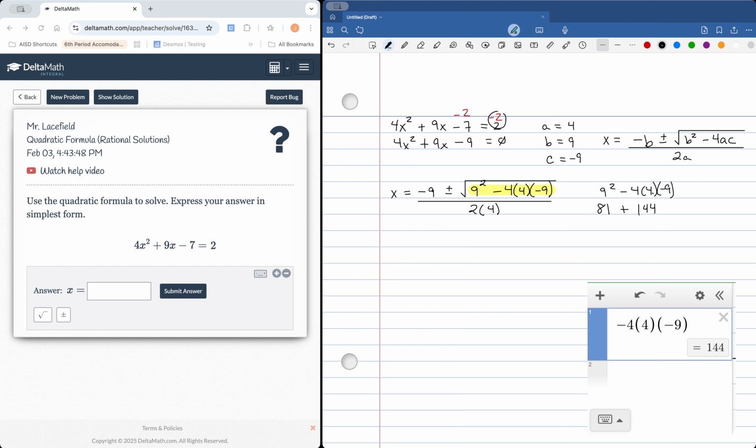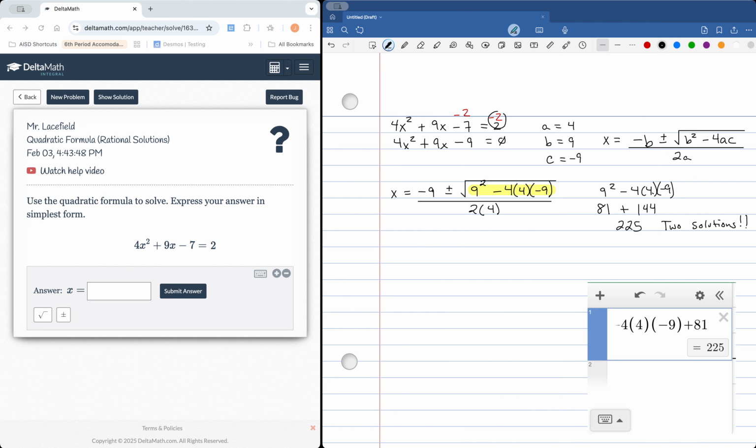And then we're going to take 81 plus 144. So let's add the 81 to that. We're going to get 225. So the inside of the root, the discriminant, goes to 225. Since it's more than 0, that means we are expecting 2 solutions.